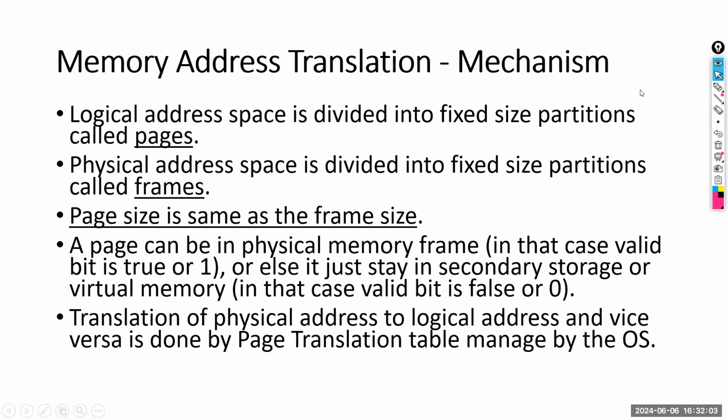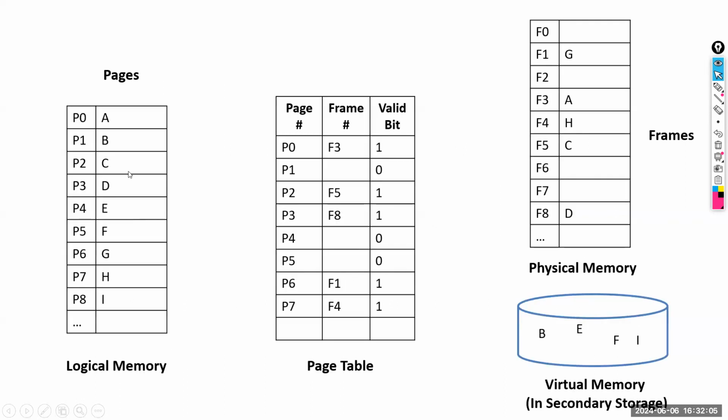So in summary, we have pages in logical memory, which is a conceptual view, and frames in physical memory. Page size is the same as frame size, and the page table maintains the page number to frame number mapping with valid bit 1. If there's no corresponding frame for a particular page, then the valid bit is 0, which means that particular chunk is in the virtual memory.